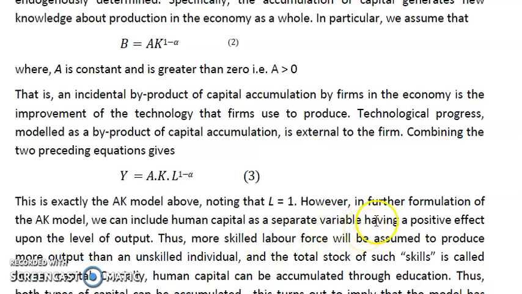However, in a further formulation of the AK model, we can include human capital as a separate variable having a positive effect upon the level of output. Thus, a more skilled labor force will be assumed to produce more output than an unskilled one. Here, the labor force is classified as skilled and unskilled.